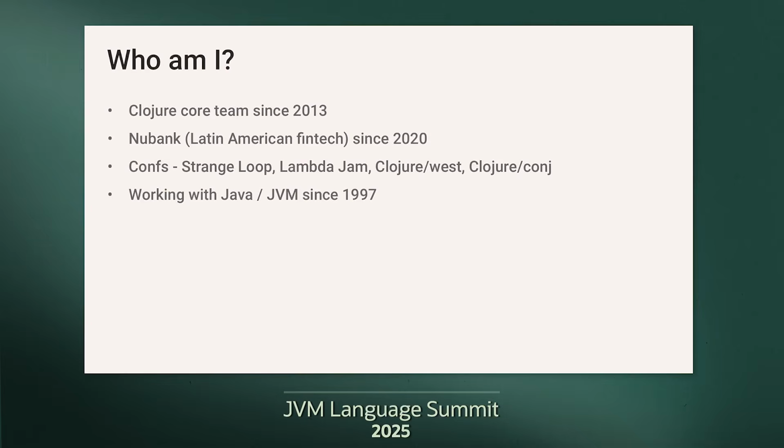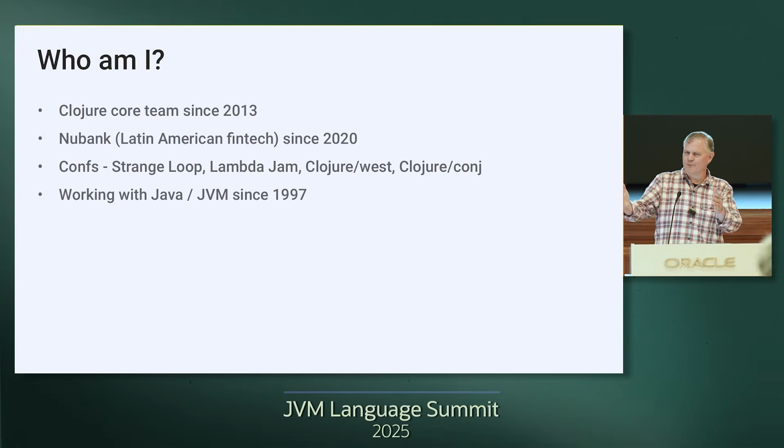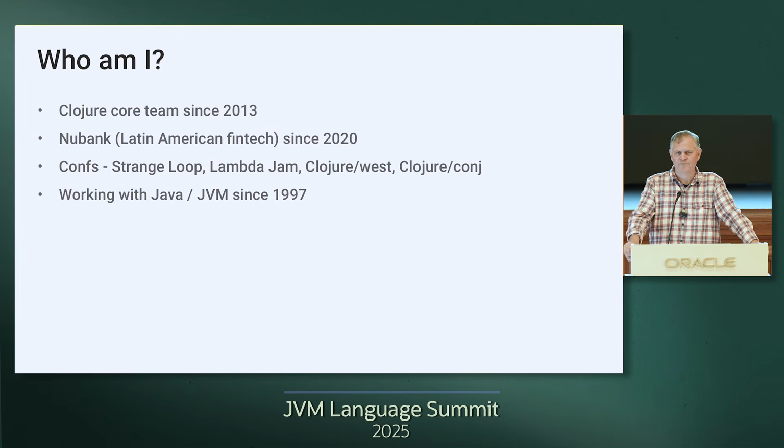So who am I? I have been working on the Clojure core team since 2013. I currently work during the day for Nubank, I'm sort of working on open source through Nubank. I have either been the creator or the organizer of lots of different conferences that you may have heard of. And I've been working with Java and the JVM since 1997. Thank you for building a great platform. It has pretty much sustained my entire career. So thank you.